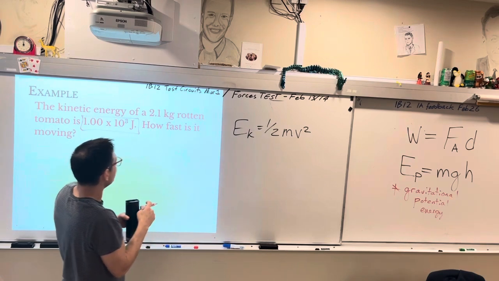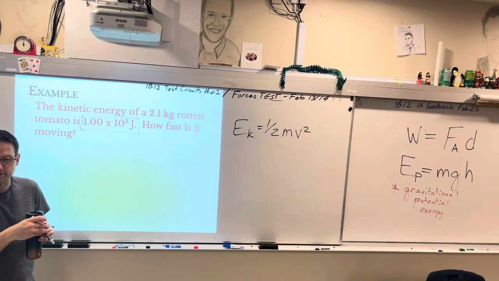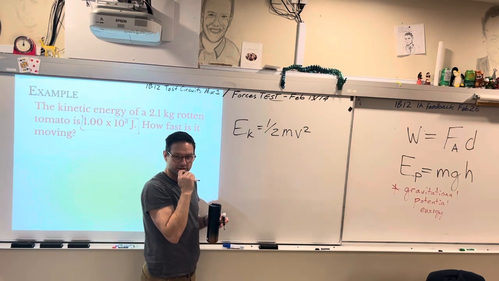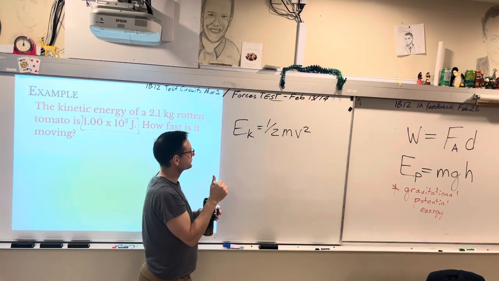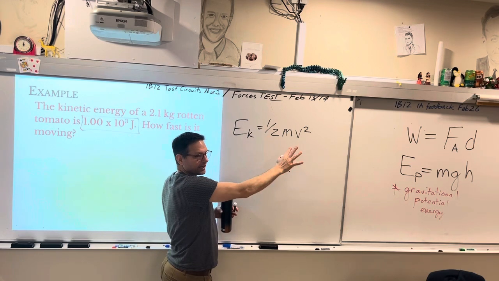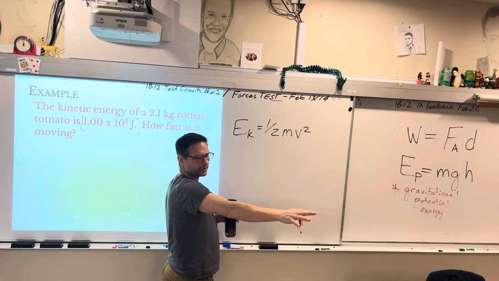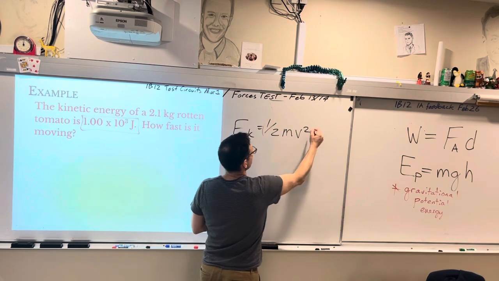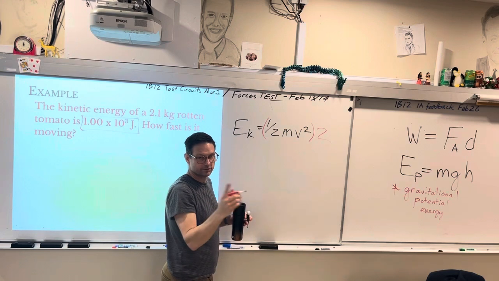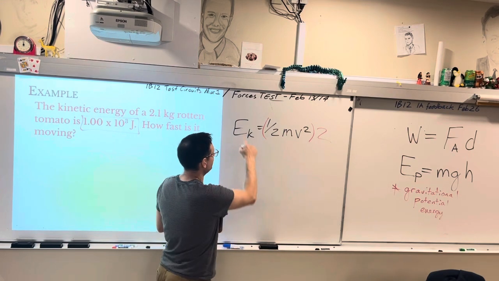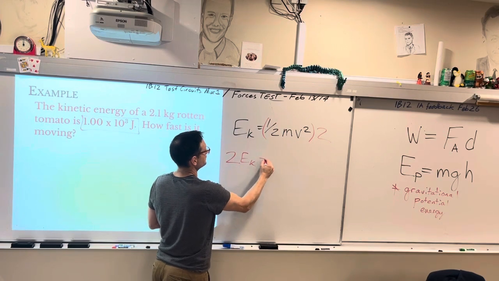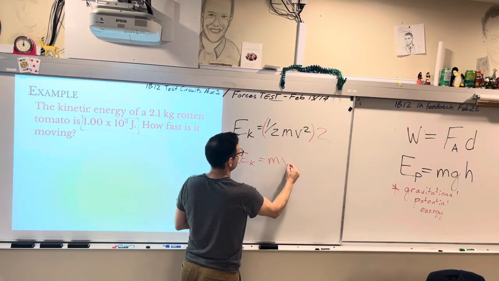So we have to solve for v now, right? How are you going to solve this equation for v? V squared. How do we get rid of the half? Times by 2 on the top. What's 2 times a half? 1. So then it cancels, it's gone. So we have to put that over here. So it's 2Ek, and then you have mv squared.